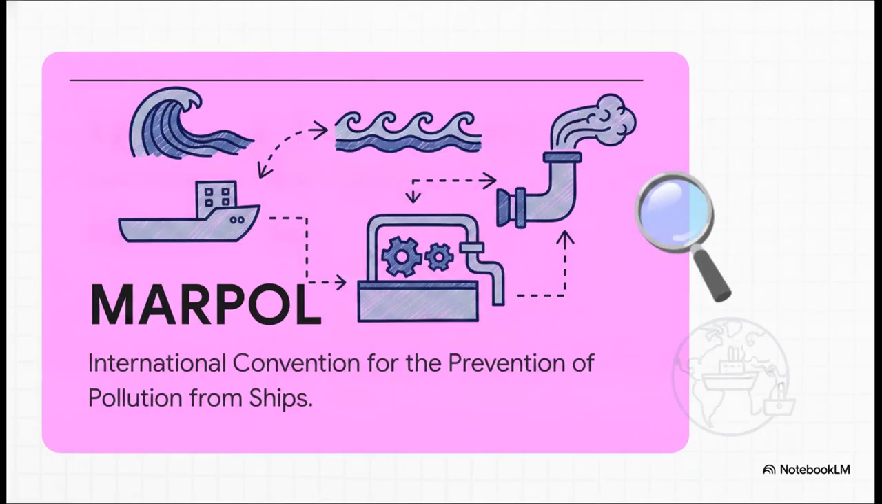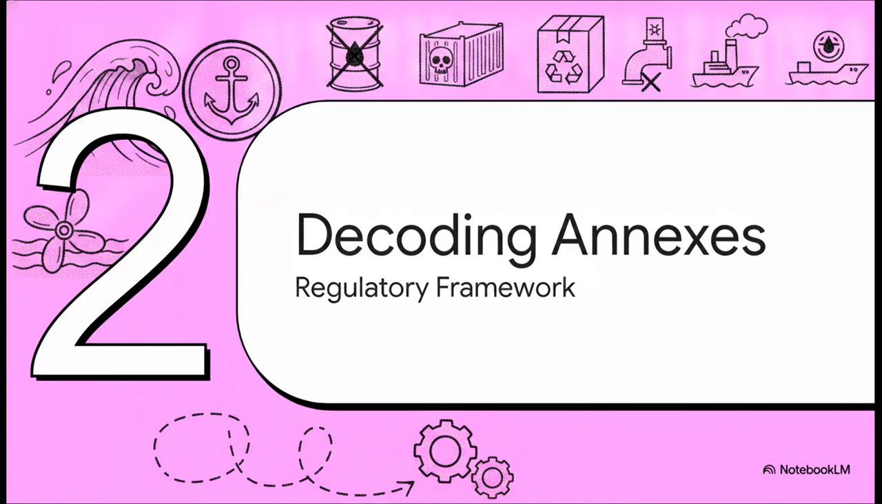So MARPOL stands for the International Convention for the Prevention of Pollution from Ships. But look, as a future chief engineer or an MEO Class 2 candidate, you can't just memorize this definition. You have to completely internalize it. It dictates how you handle absolutely everything on board, from your engine room bilges all the way up to your exhaust stack.